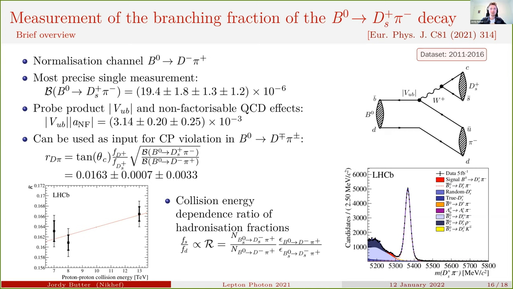This measurement can also be used as an input for CP violation measurements in B to D pi. This is because this decay looks very much like the suppressed B to D pi decay, except here we have a Bs meson instead of a D meson. Assuming SU(3) symmetry with an uncertainty of 20%, we get the following result for R_D pi. Finally, we can also use the yields of Bs to Ds pi, the big peak instead of the small one, and the normalization channel B to D pi to get a collision energy dependence of the hadronization fractions. The hadronization fractions are an input for all our Bs branching fraction measurements, like Bs to mu mu, for example.